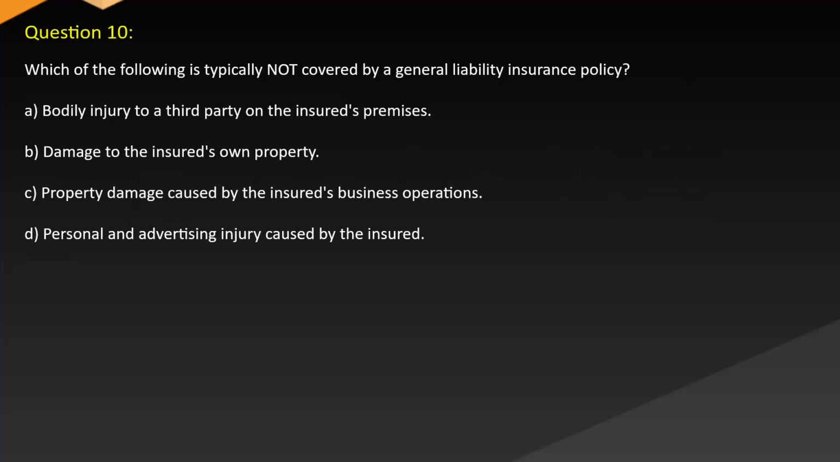Question 10. Which of the following is typically NOT covered by a general liability insurance policy? A. Bodily injury to a third party on the insured's premises. B. Damage to the insured's own property. C. Property damage caused by the insured's business operations. D. Personal and advertising injury caused by the insured.